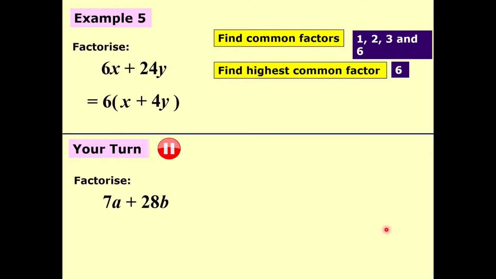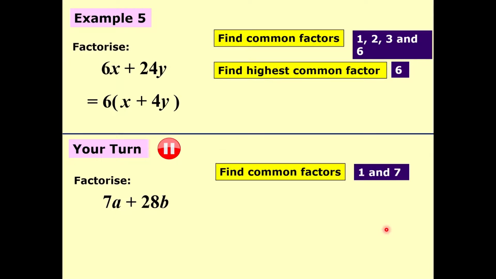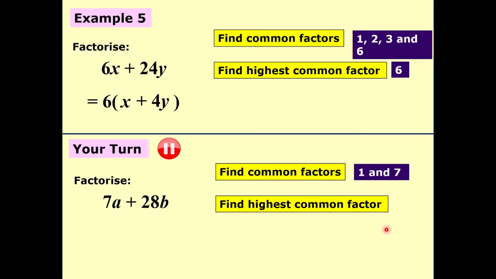Okay, let's go through the answers. So, common factors are 1 and 7. What's the highest common factor? 7, so this is the number we're going to use. So we're going to start by writing that on the outside of our bracket, and now think about what is going to go on the inside.